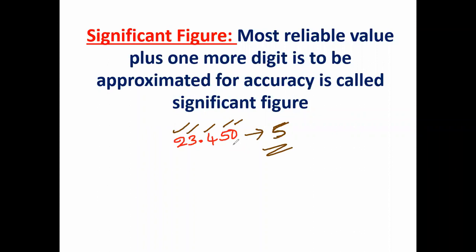A 0 between the non-zeros is also counted. If 0 is before the non-zeros, then it won't be counted. This is called the significant figure, right?